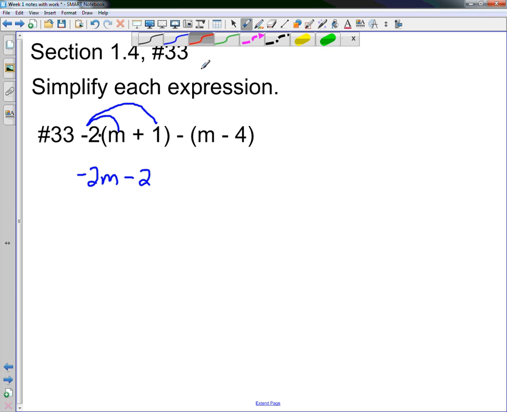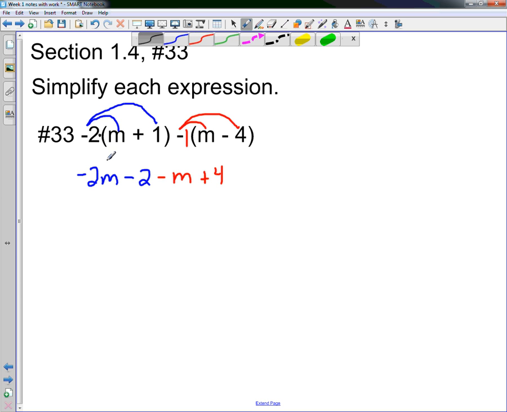In my second one, I have a negative 1 in front, so I distribute that in. Remember, there's always that 1 there. It's assumed to be there. So negative 1 times m gives me negative m. Negative 1 times negative 4 gives me positive 4. So remember to distribute it into each.